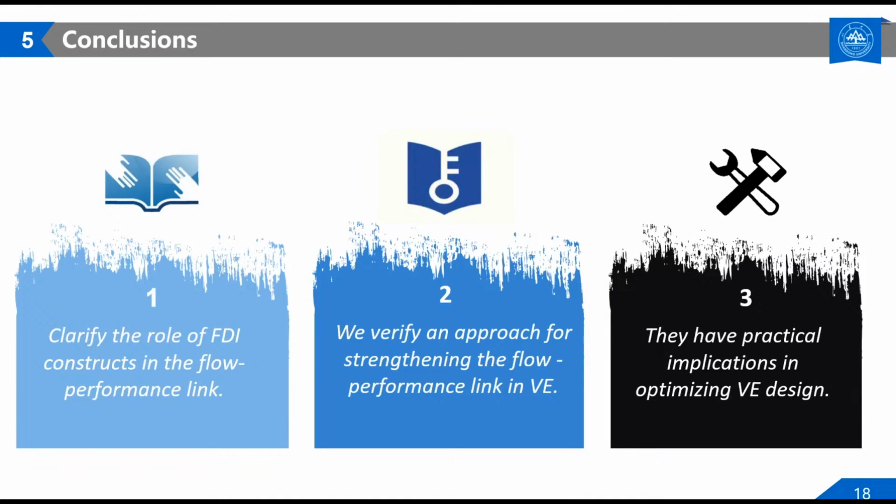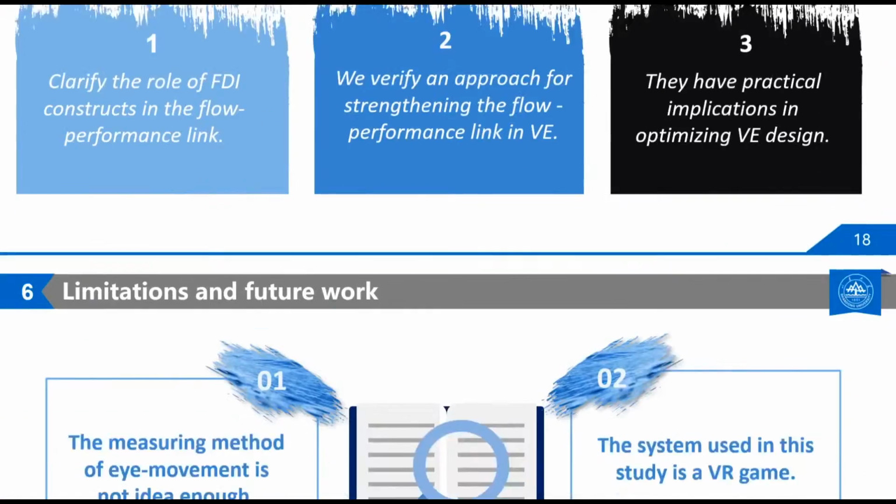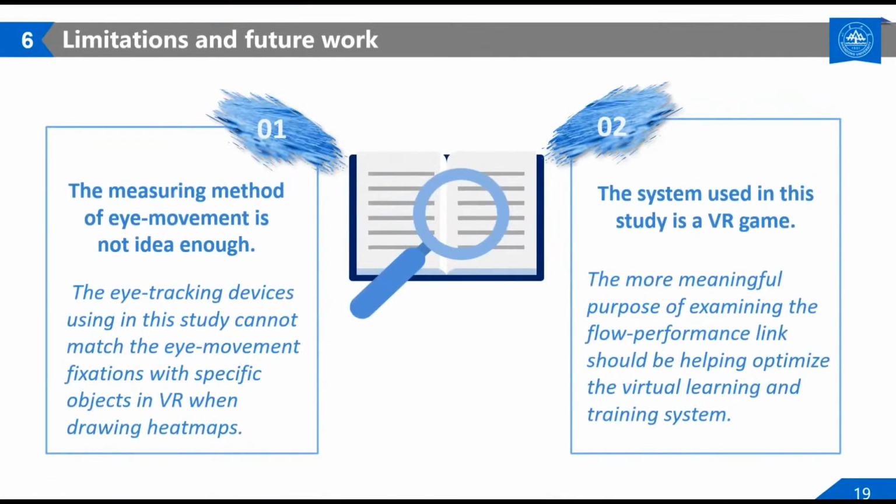This study still has some limitations. First, the measuring method of eye movement is not ideal enough. Current eye tracking devices cannot match the eye movement fixations with specific objects in VR when drawing heat maps. Therefore, we cannot get what objects they are paying attention to.